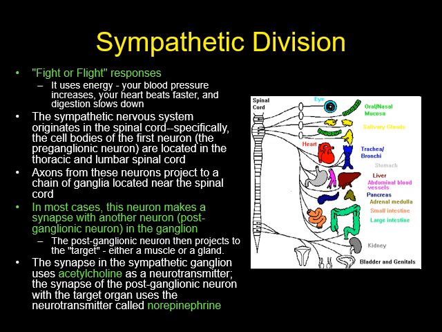Their axons from these preganglionic neurons project to a chain of ganglia, or neuronal cell bodies, located right near the spinal cord. In most cases, this neuron, the preganglionic, makes a synapse with another neuron, the postganglionic, in this ganglion. The postganglionic neuron then projects to the target, either a muscle or a gland. The synapse in the sympathetic ganglion uses acetylcholine as the neurotransmitter from the preganglionic onto the postganglionic, and then from the postganglionic onto the effector, the target muscle or gland, it uses the neurotransmitter norepinephrine.